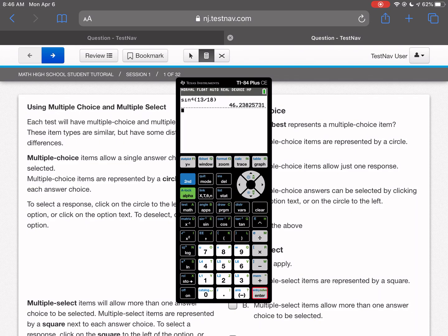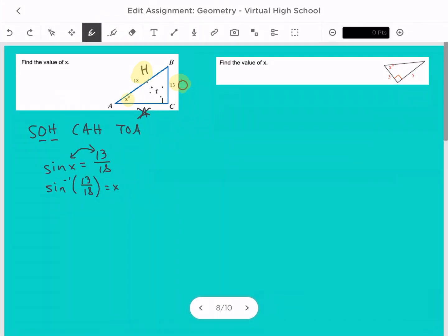And that's going to give me 46.23, 46.24. Okay, so x is equal to 46.24 degrees. Okay, so just make sure you're paying attention to how they want you to type it in. They might say round to the nearest degree, round to the nearest tenth, round to the nearest hundredth. You just have to adhere to that.